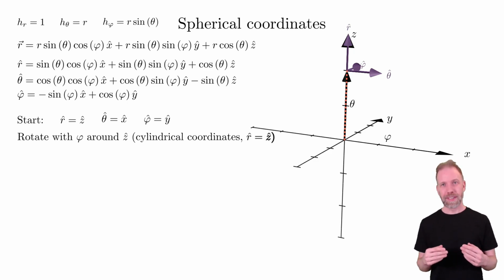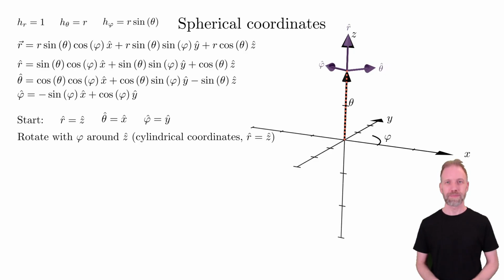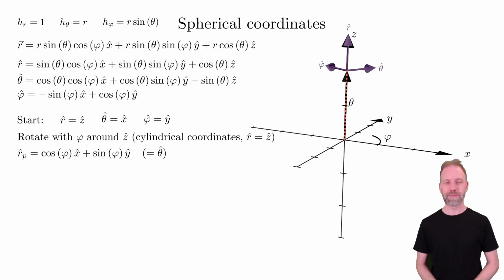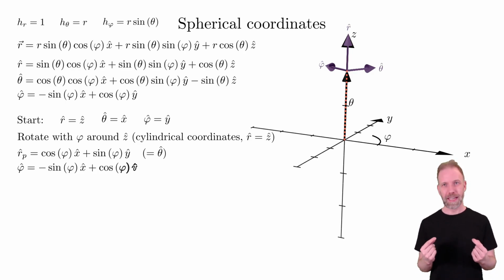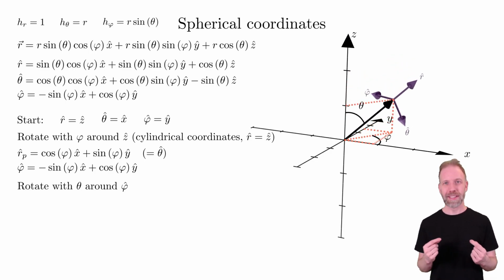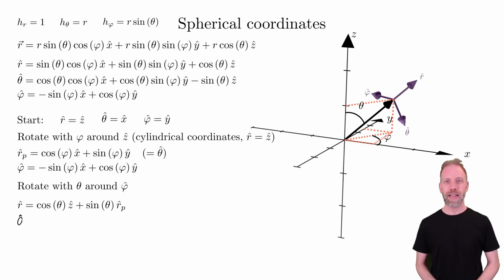As the first step, we give phi a value which rotates the unit vector around the z-axis. After this rotation, we basically have cylindrical coordinates, if we set theta hat as rp hat. Phi hat is also the same as we have in cylindrical coordinates. Next, we will rotate with angle theta around the phi hat axis. Using z hat and rp hat, this gives a similar rotation. We get expressions for r hat and theta hat.